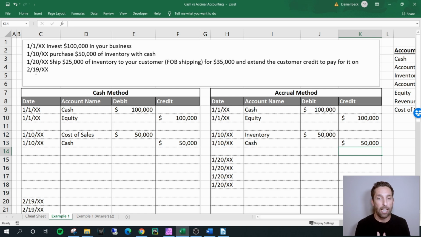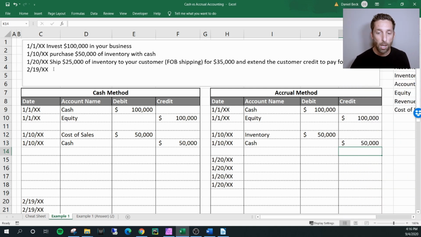This is something that would, if our business were to end on January 20th, immediately after we ship this inventory, we would legally be entitled to receive cash for this sale. So let's take a look at the accrual basis method.